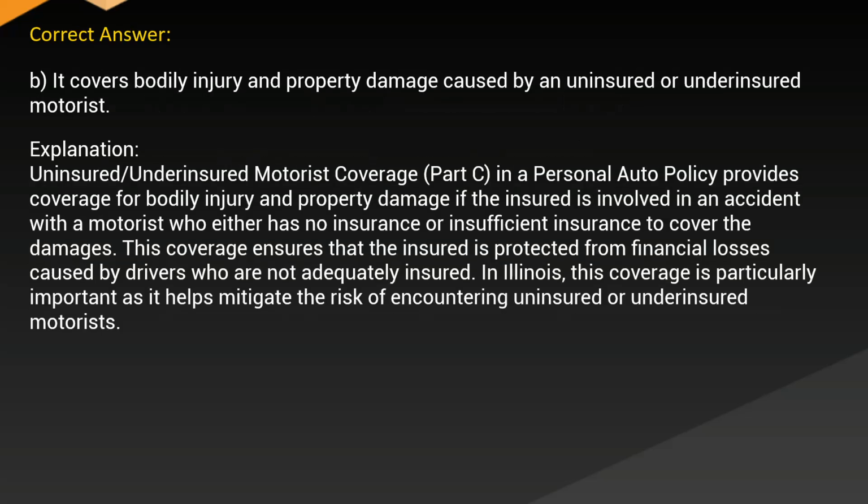Correct answer. B. It covers bodily injury and property damage caused by an uninsured or underinsured motorist. Explanation. Uninsured underinsured motorist coverage, Part C, in a personal auto policy provides coverage for bodily injury and property damage if the insured is involved in an accident with a motorist who either has no insurance or insufficient insurance to cover the damages. This coverage ensures that the insured is protected from financial losses caused by drivers who are not adequately insured. In Illinois, this coverage is particularly important as it helps mitigate the risk of encountering uninsured or underinsured motorists.